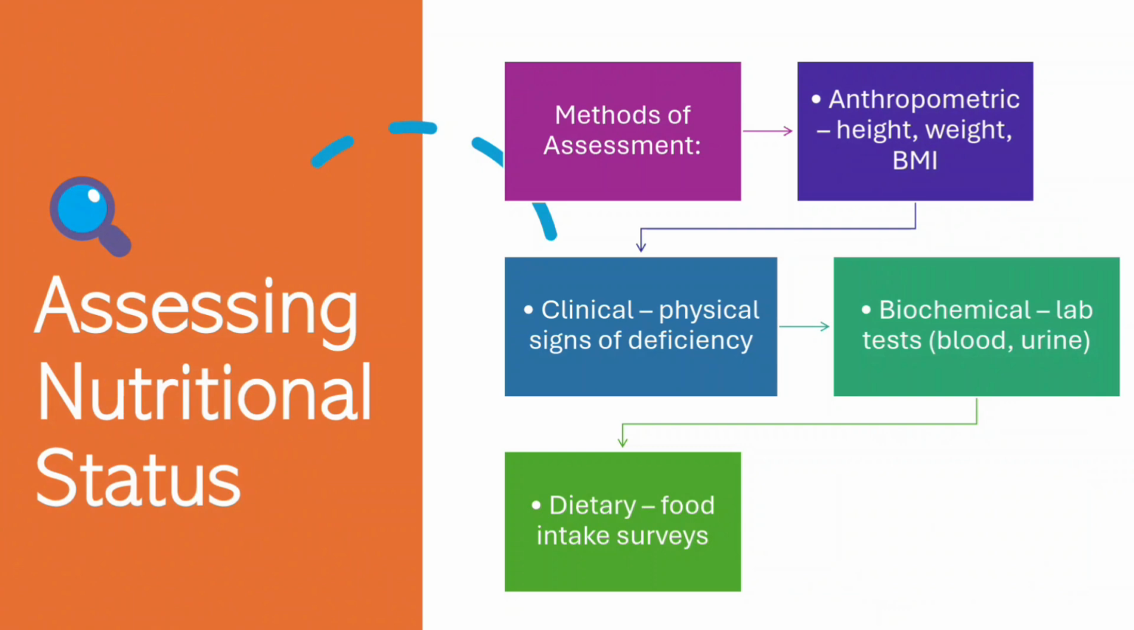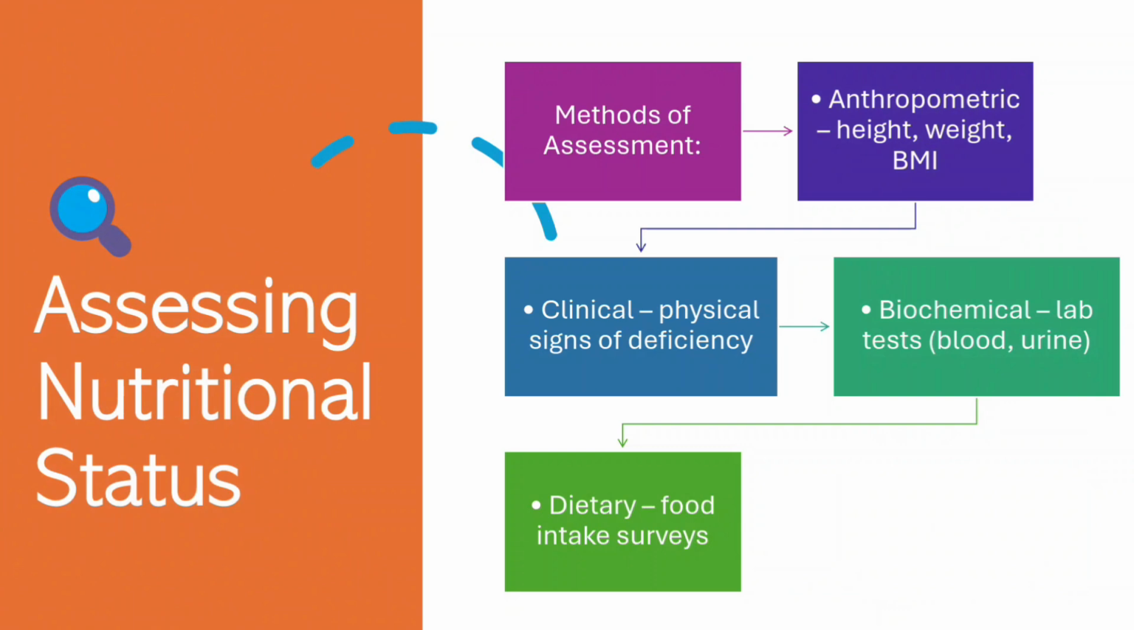Clinical has to do with physical, so physical appearance, physical signs, even of certain deficiency diseases. For example, beriberi or even scurvy, those physical signs that you can see as it relates to certain deficiency diseases, right? There's also biochemical, right? And these have to do with lab. So blood tests, urine tests. There's also dietary, which is food intake surveys. So it could be a 24-hour recall, or it could be a diet history that may last over a month or so, right?